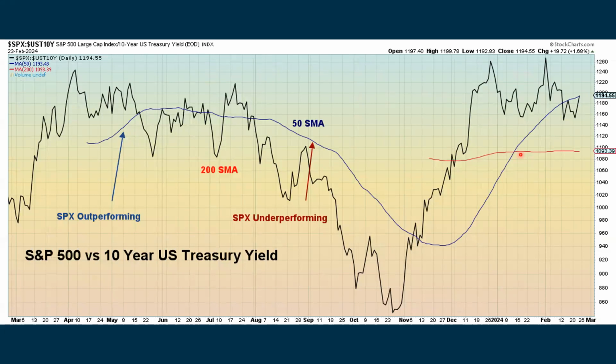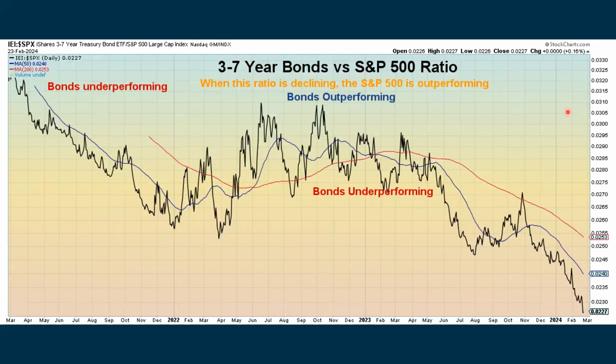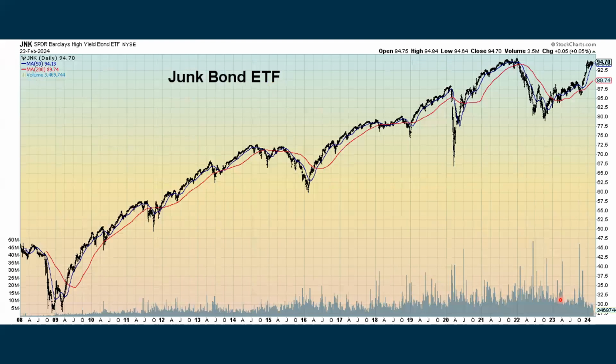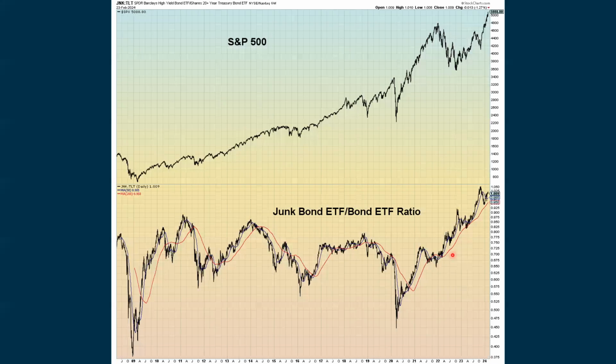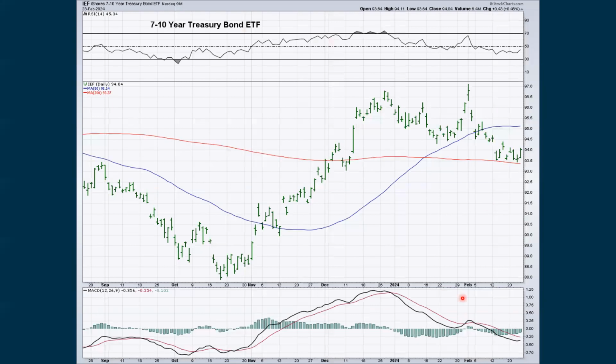This is the S&P 500 comparing it with the 10-year Treasury yield, showing how stocks are outperforming. This is showing how bonds are underperforming stocks when this is going down. Junk bonds continue to do quite well and are in a pretty solid uptrend. When we compare them with more conservative bonds, junk bonds are back to outperforming. This is a look at the 7 to 10-year bond ETF, which is in a longer-term uptrend. We've seen a recent golden cross here, but we're below 50 with the RSI, and momentum since the beginning of February has been negative after turning a little bit positive. It's pretty much been negative for all of 2024.